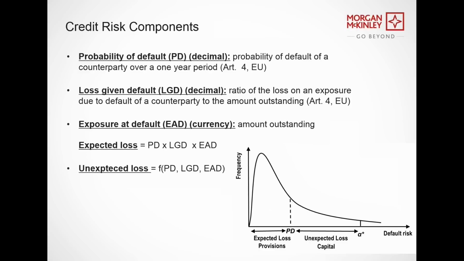Mind that the expected loss should be covered by provisions of the financial institutions, whereas the unexpected loss should be covered by Basel capital, regulatory capital, or equity, as we refer to it. You can see this visualized in the figure at the bottom right here.